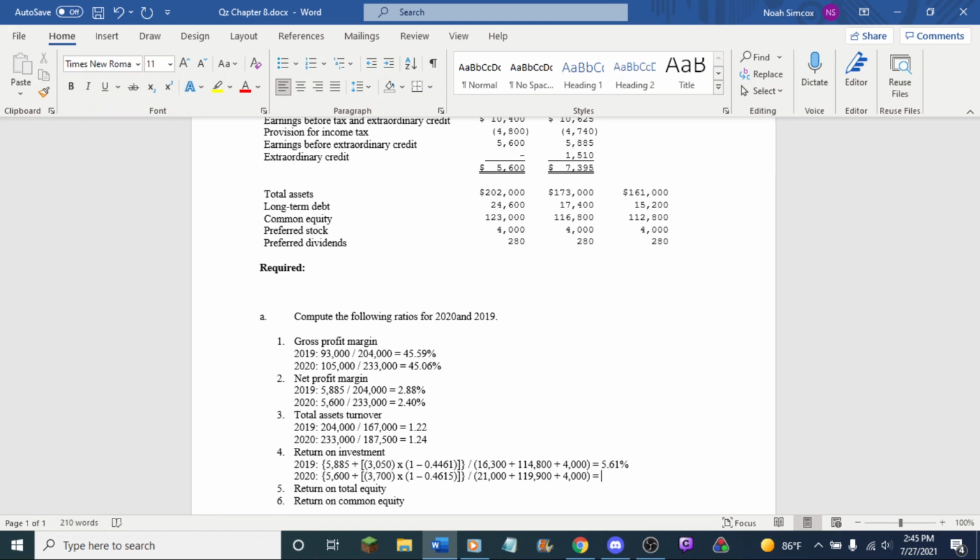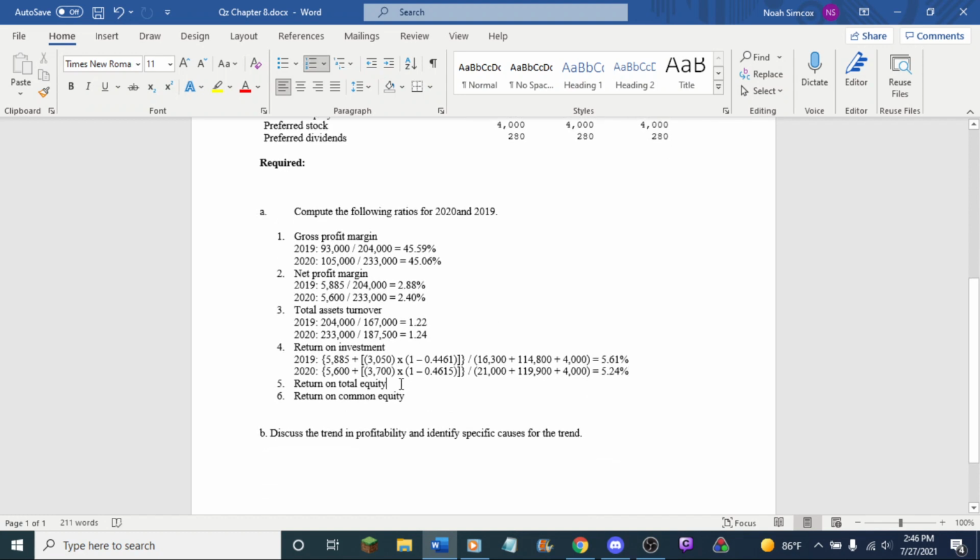5600 plus 3700 times 1 minus the 0.4615. And then you divide it by 21,000 plus 119,900 plus 4,000. And we got 5.24%. Oh my god. Okay, that's going to be the most complicated one.